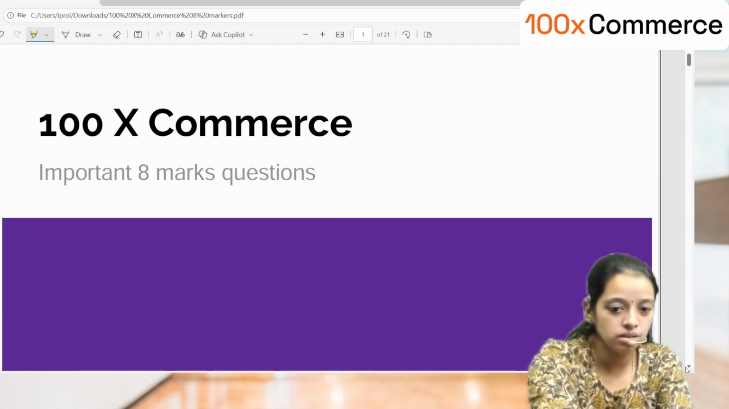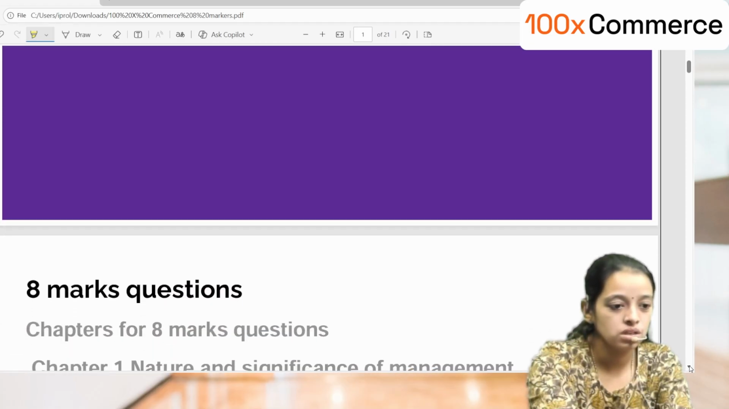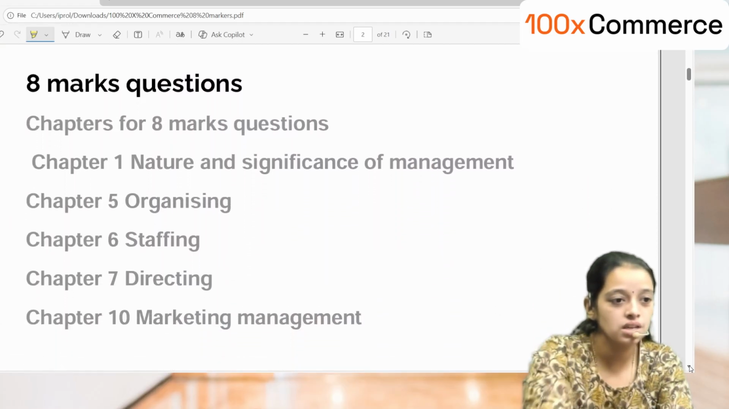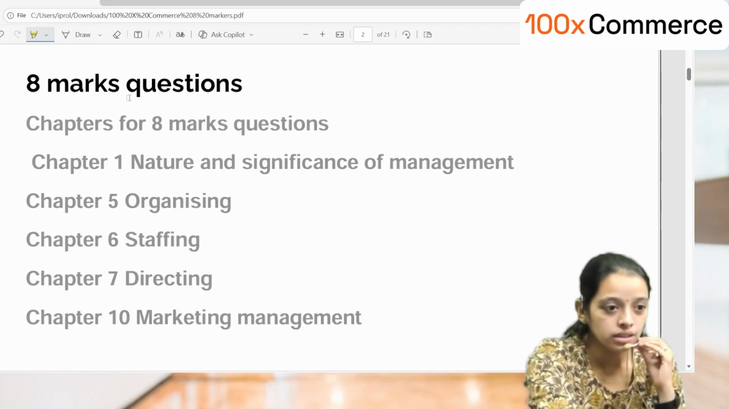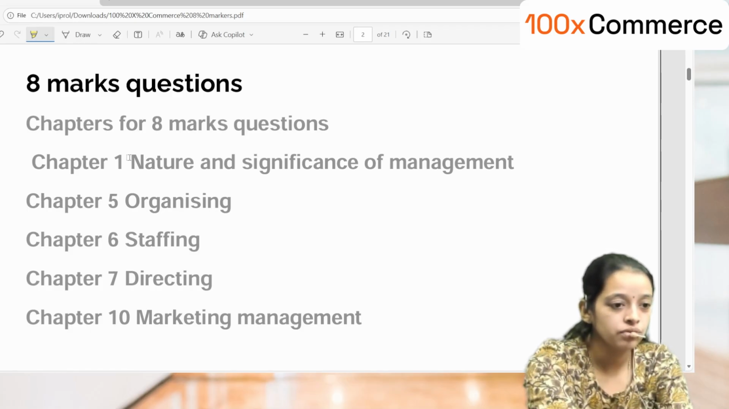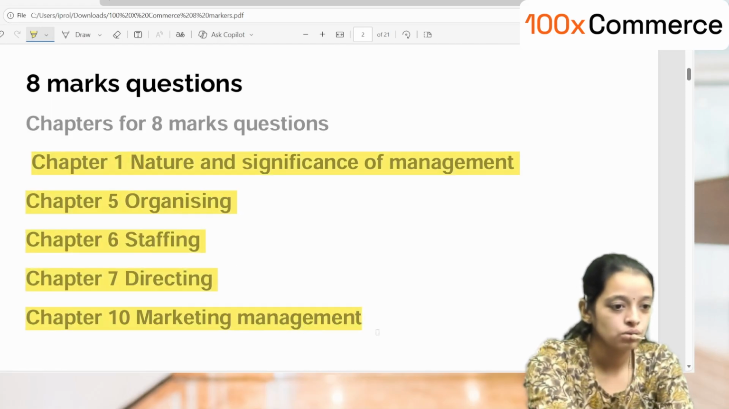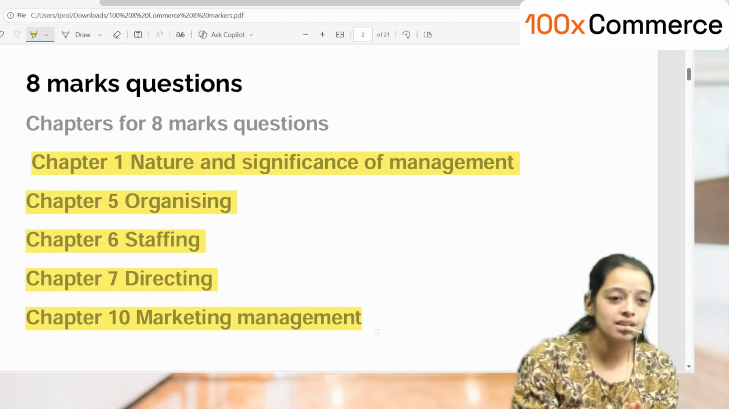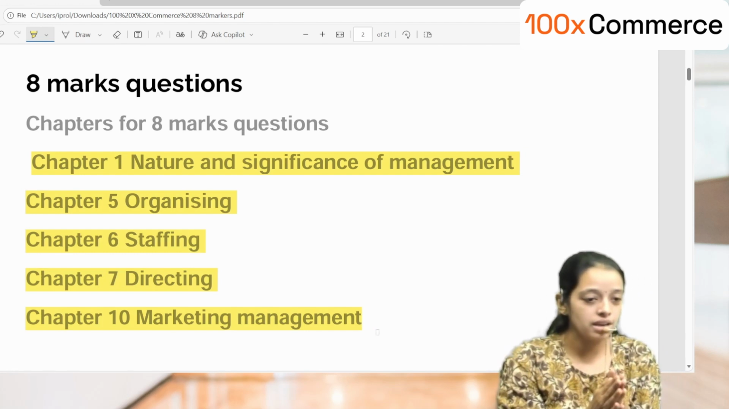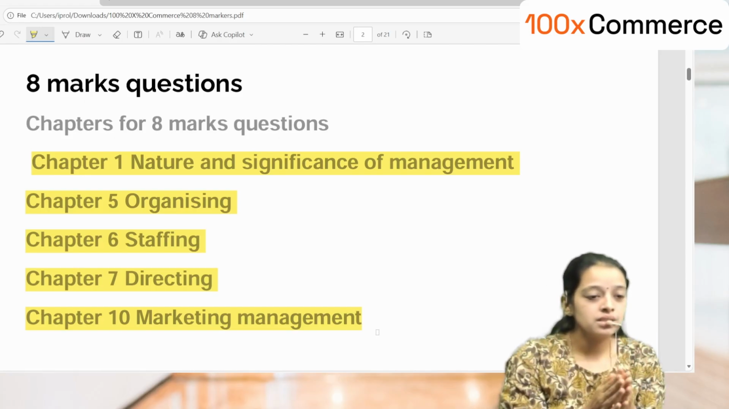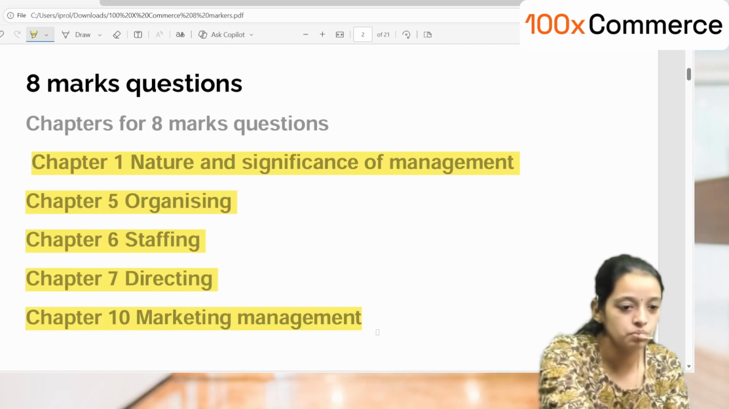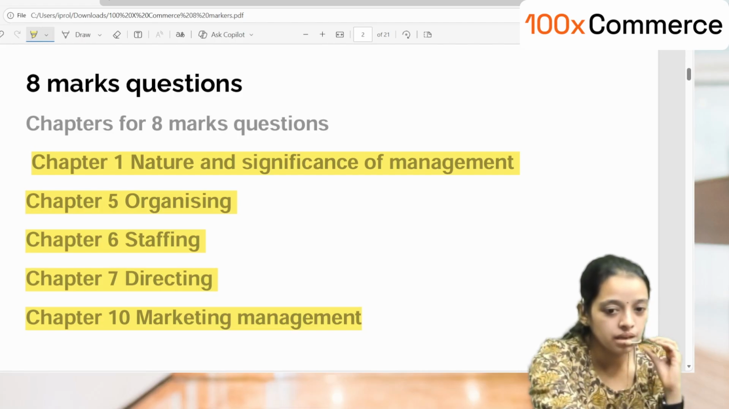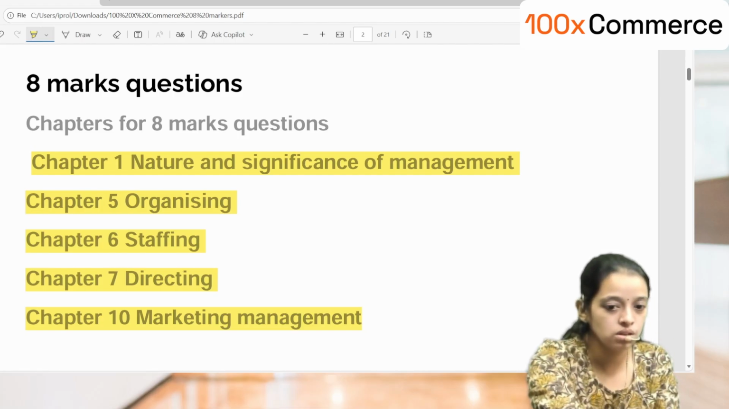Coming to the 8 marker questions now, from which chapters are we surely going to get 8 marker questions? These chapters, 100%, are the only ones you are going to get them from, not from any other chapters. Starting with Chapter 1, Nature and Significance of Management, Chapter 5, Organizing, Chapter 6, Staffing, Chapter 7, Directing, and Chapter 10, Marketing Management. Only from these chapters will you get the 8 marker questions.